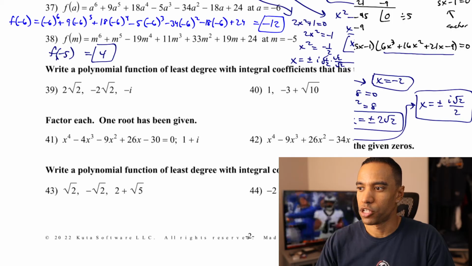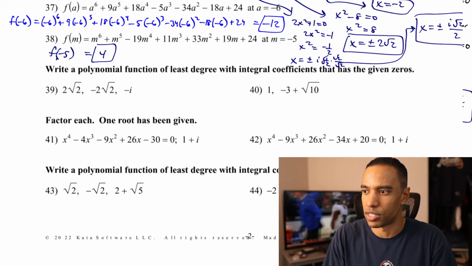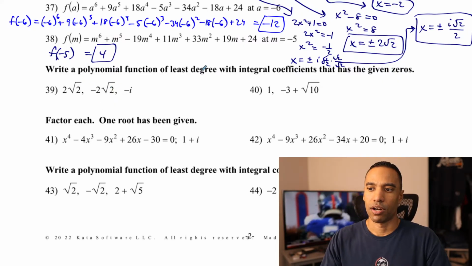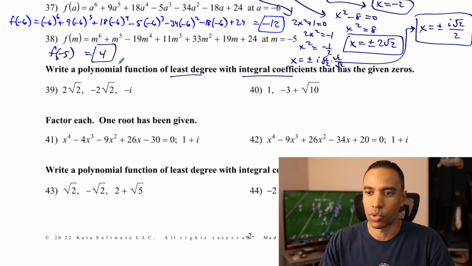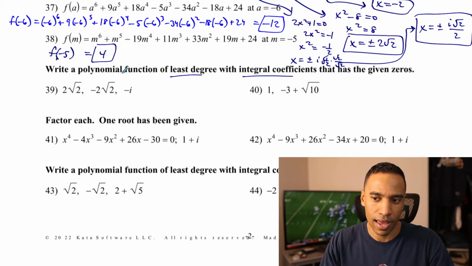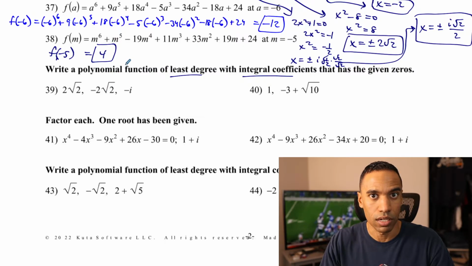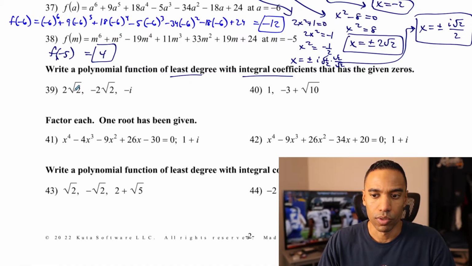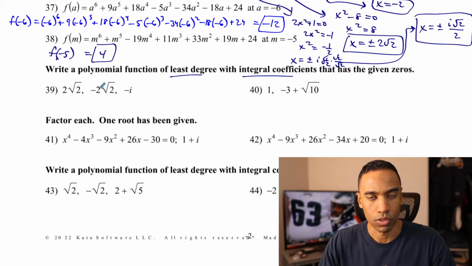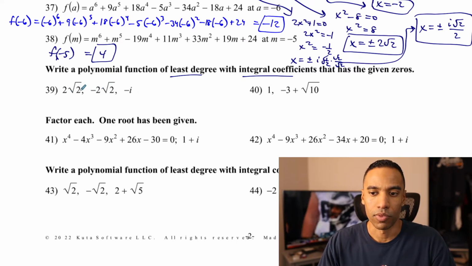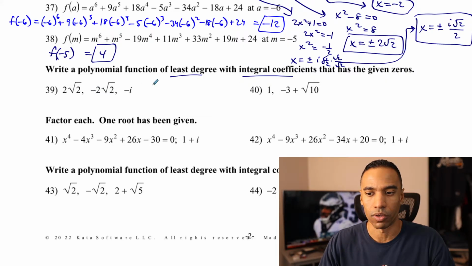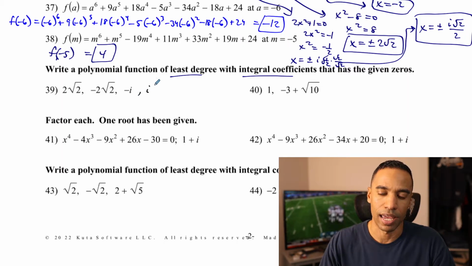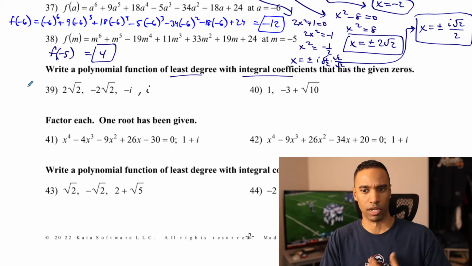Okay, write a polynomial function of least degree with integral coefficients that has the given zeros. Now, the thing here of integral coefficients, least degree, all this kind of stuff, it's trying to tell you that don't add roots that you don't need, but do add roots that you do need. So, for example, 2 root 2 is a root, then -2 root 2 is a root. Those are conjugates. Those are going to give you integral coefficients. When you multiply the difference of two squares, they pan out. If -i is a root, then i will be a root as well.